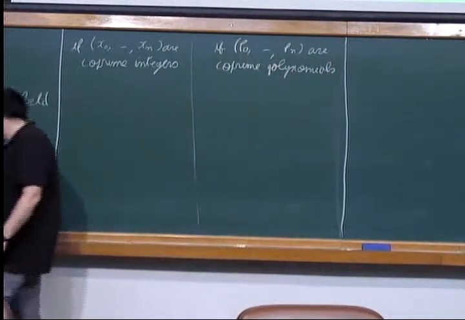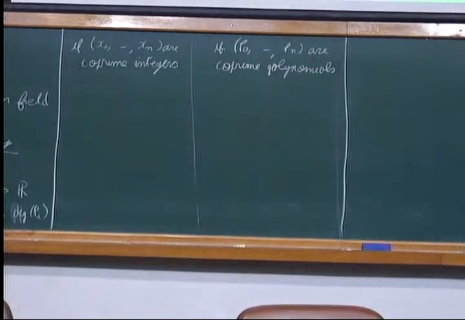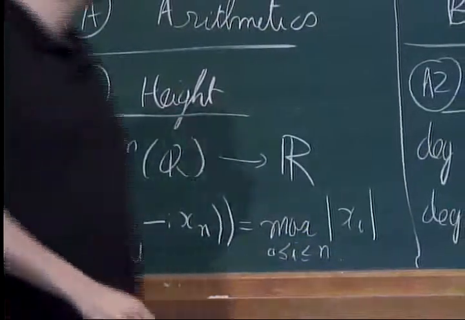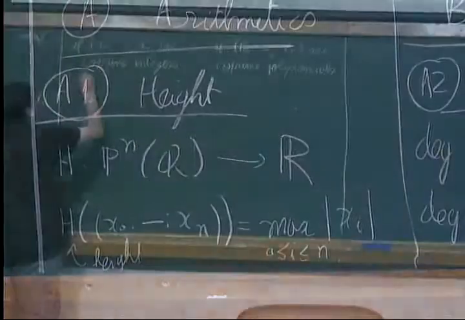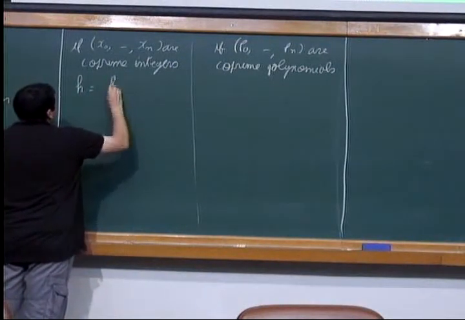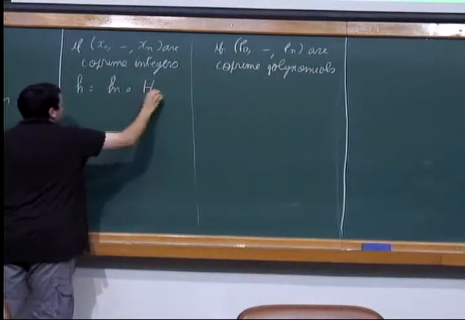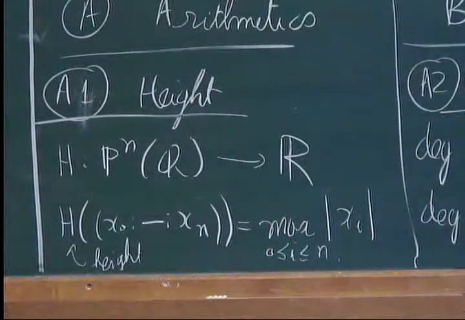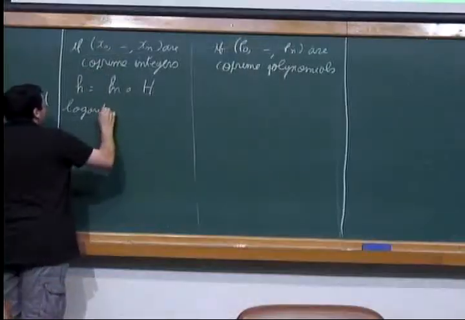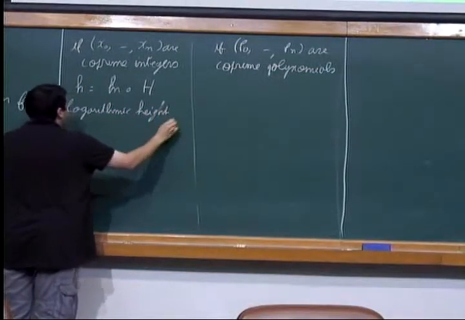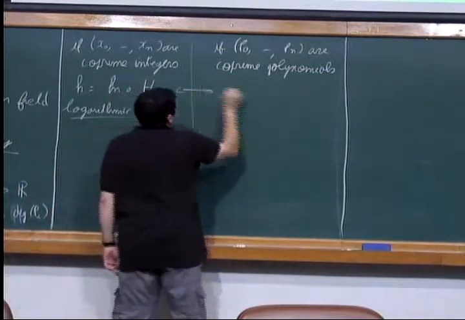So, as you may see quite easily, to have a strict analogy between both sides, you have to consider rather the logarithmic height, by taking the logarithm of the height, so this is called the logarithmic height. And this corresponds really to the degree.